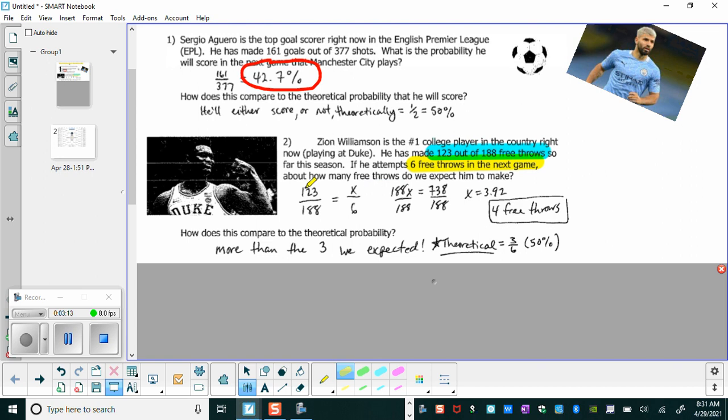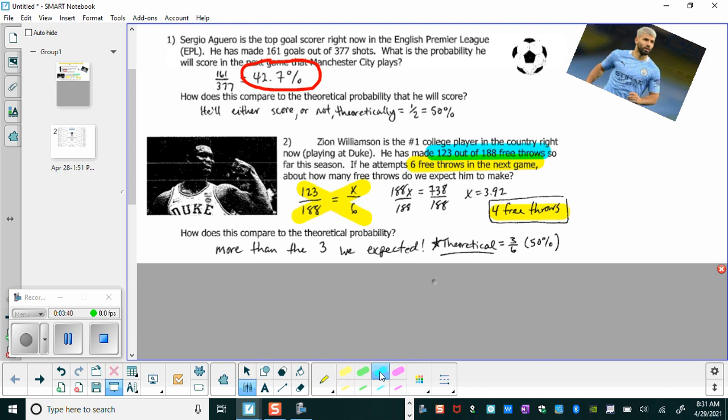Here, we're just going to cross multiply 123 times the 6, and that's where I get 738. And now I'm going to divide it by the 188. You do get a decimal when we do this, and it's 3.9. So the whole entire point here, y'all, is that we'd expect Zion to make about 4 of those free throws. If he's going to go to the line and shoot 6 free throws, we expect him to make about 4. That's kind of the whole entire point here.